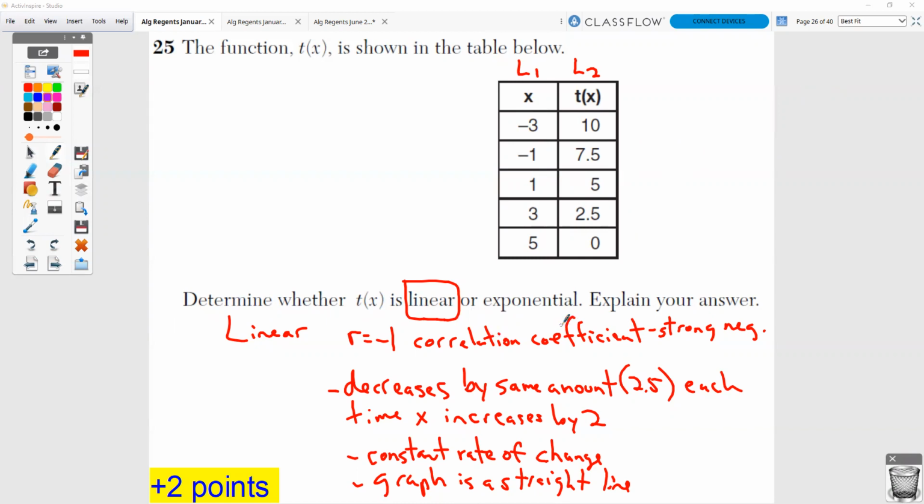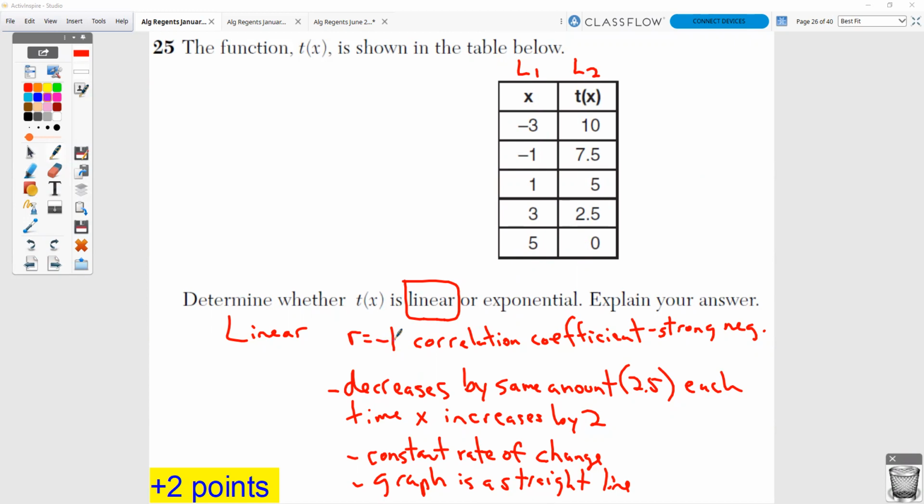The easiest way to figure out if it's linear or exponential is to do a linear regression and an exponential regression and see which one is closest to 1 or -1. So you're going to type these numbers into your L1. You're going to type these numbers into your L2. Stat, calc, number 4, linear regression. When you do your linear regression, you see that it has an R value equal to -1.